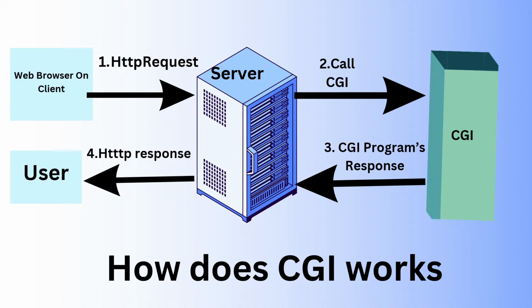It creates a separate process with this request. It accesses the required resources. Resources can be related with the database. So it accesses the resources and it gives response to server, and then this response from server will get forwarded towards the user in the form of HTTP response. So all this happens in case of CGI.